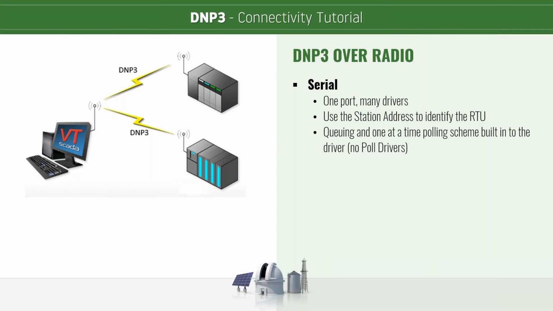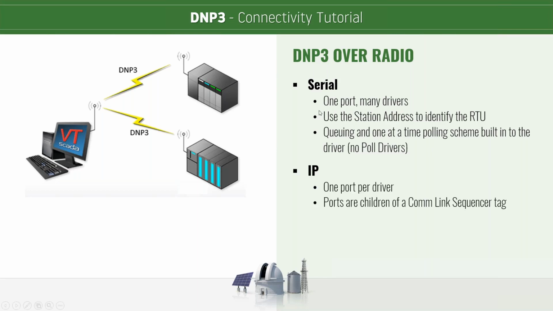So when the DNP3 driver uses one port, or when many use one port, they will automatically implement all the queuing necessary to ensure that only one of those drivers will be trying to communicate at a time. Because with radio, you have interference and it just makes a big mess.